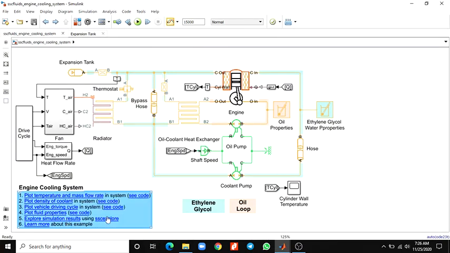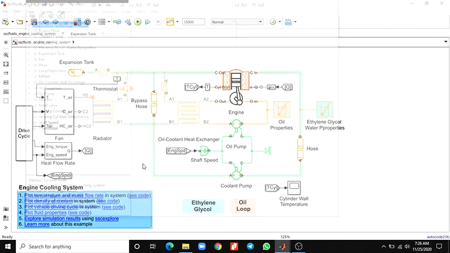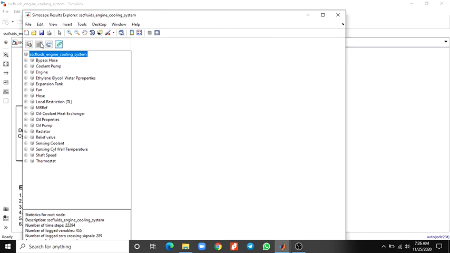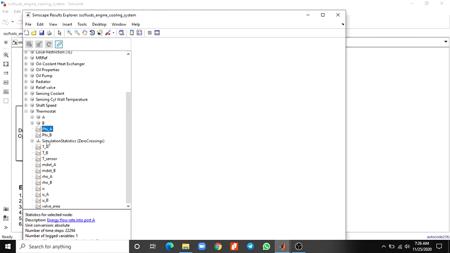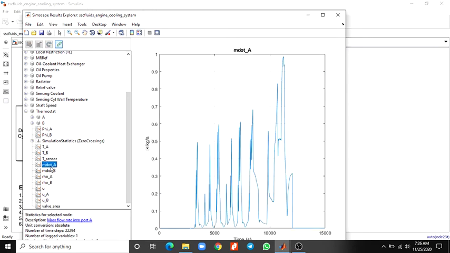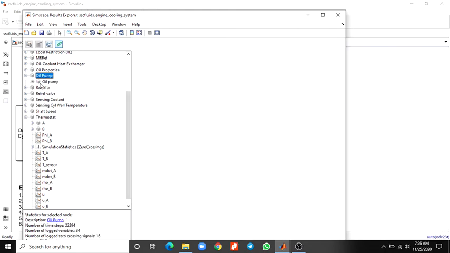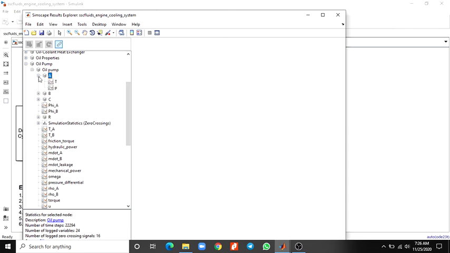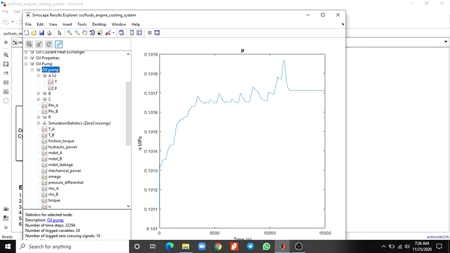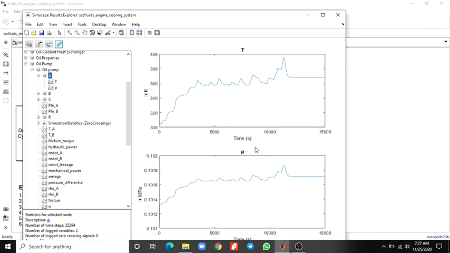Also, you can see the simulation result by using the Simscape Results Explorer. Now we have the Simscape Results Explorer for this Simulink design. Here, for each and every block, you can see the simulation statistics, for example temperature at sensor, and the A and B points at the reservoir block and valve area. In this manner, you can see the output. For example, for the oil pump you can see temperature and pressure. If you click the oil pump here, both temperature and pressure will be available in the same figure. In this manner, by using this interactive Simscape Results Explorer, you can analyze your design.